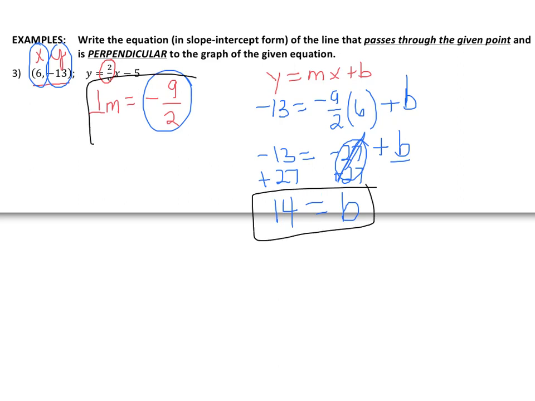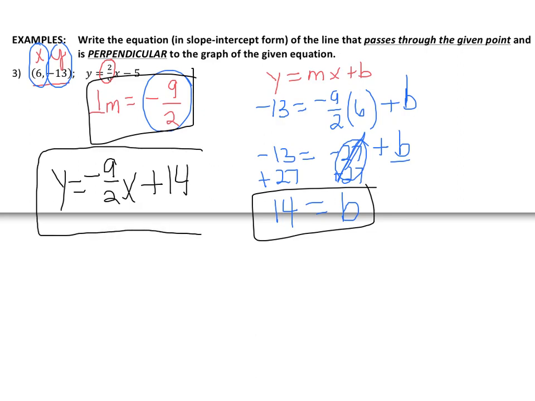and our slope is negative 9/2. So now we can write the equation. y equals m, which is negative 9 over 2, x plus b, which is 14. And there's our equation for our perpendicular line that goes through this point.